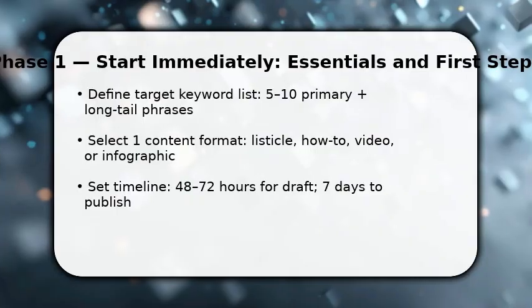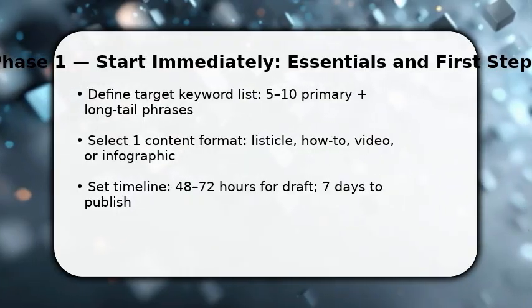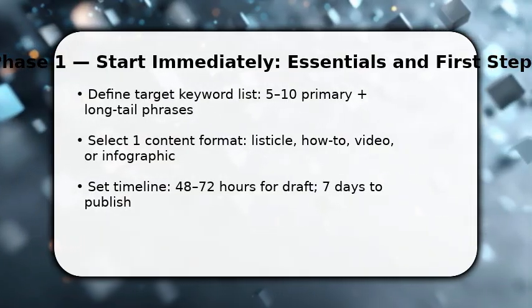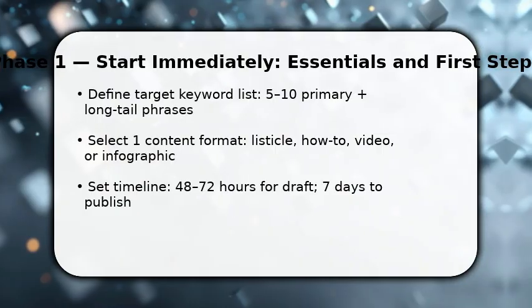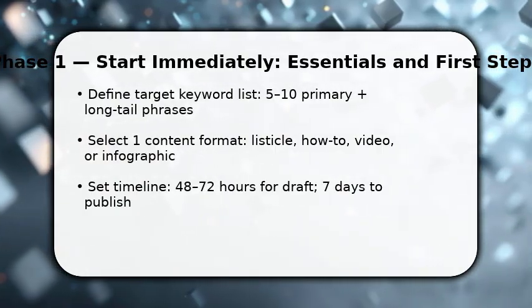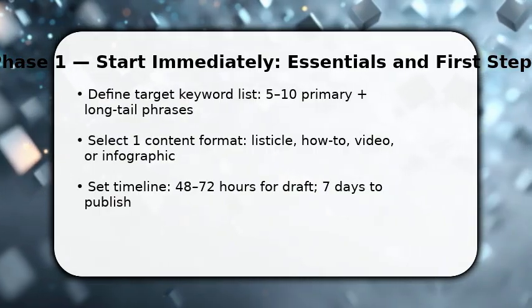Enjoy the video. You start by choosing 5-10 primary and long-tail keywords that match user intent. This directs everything. Once done, pick a single content format, listicle or how-to works best for quick wins, and outline 3-5 headings tied to those keywords.